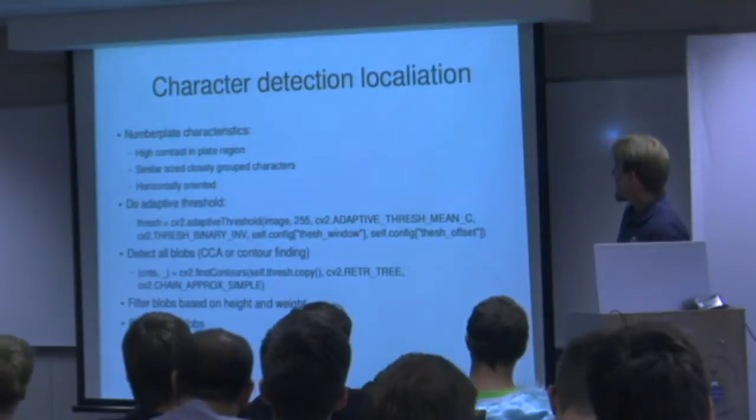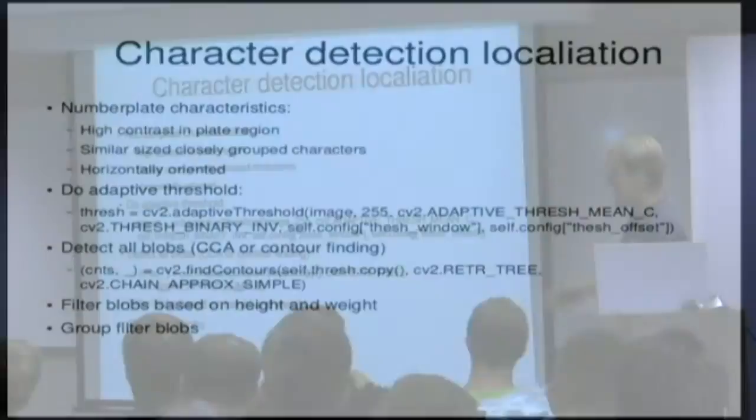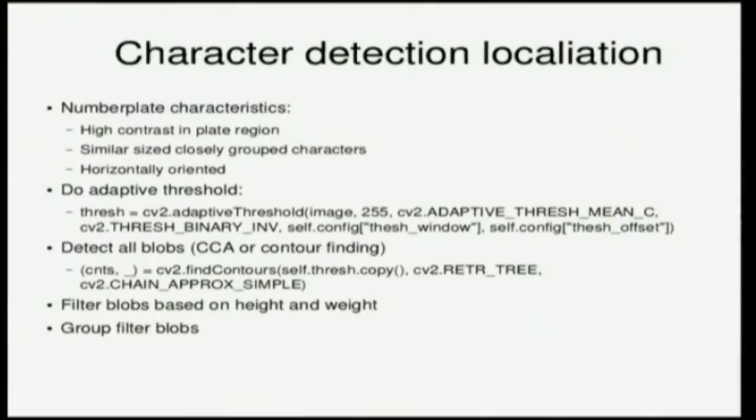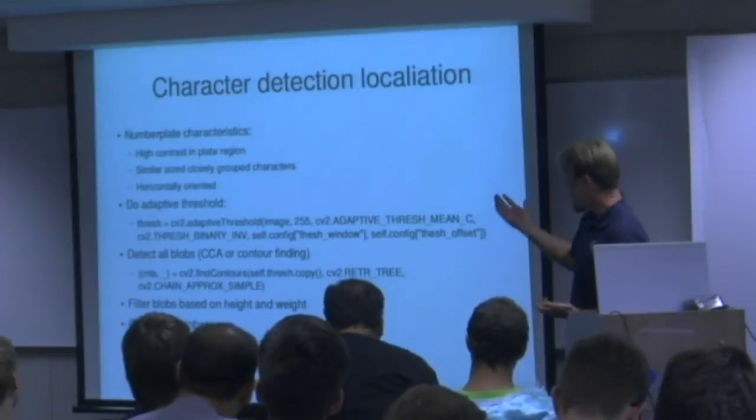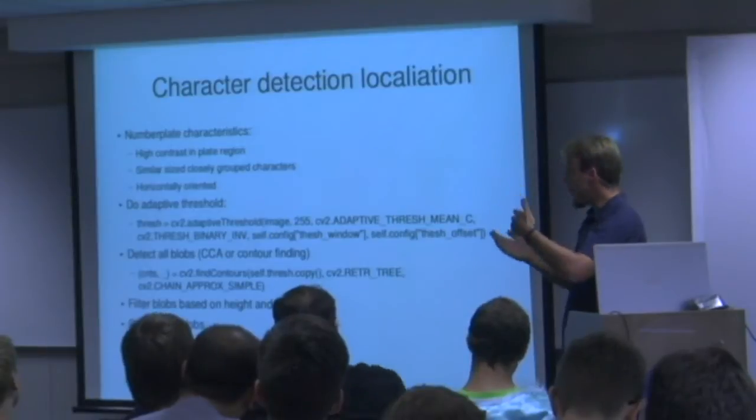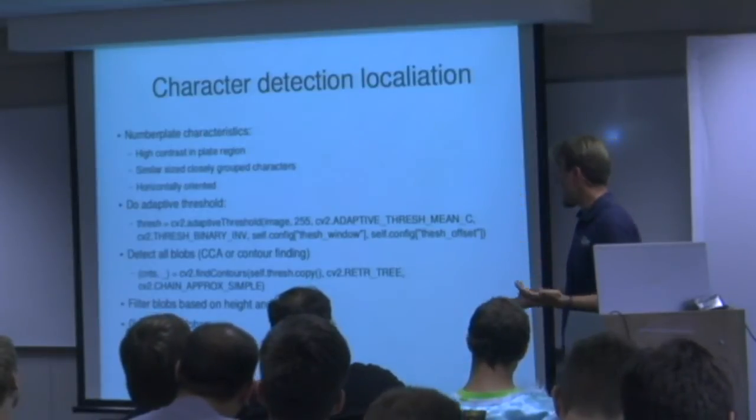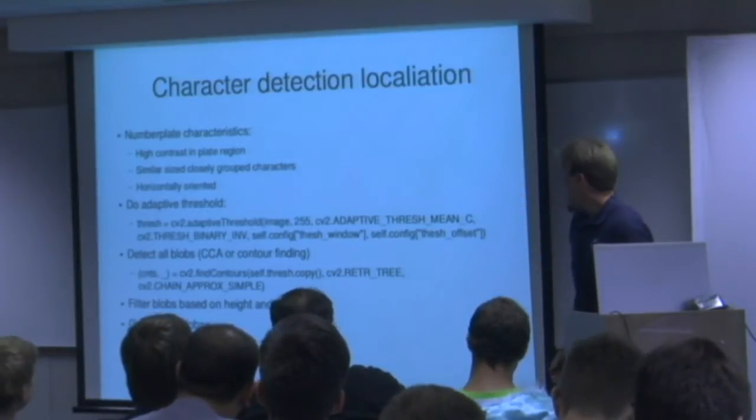Okay, then character detection, which I did for the localization. The reason we do this is you've got high contrast in plates. It's white on black, black on white. It's similarly sized. All the characters are of a similar size, similar width, height. They are closely positioned together. They are always more or less horizontal, unless you installed your camera sideways, which would be stupid.